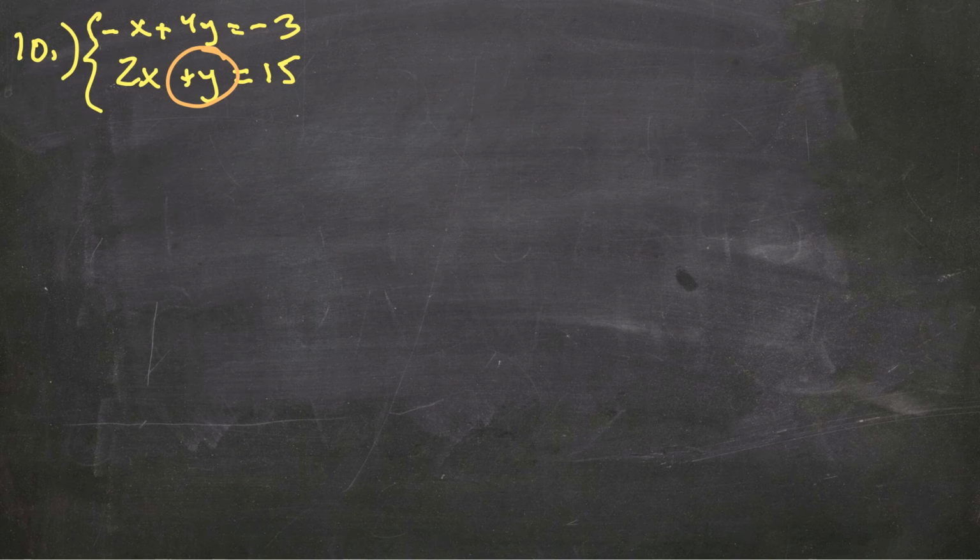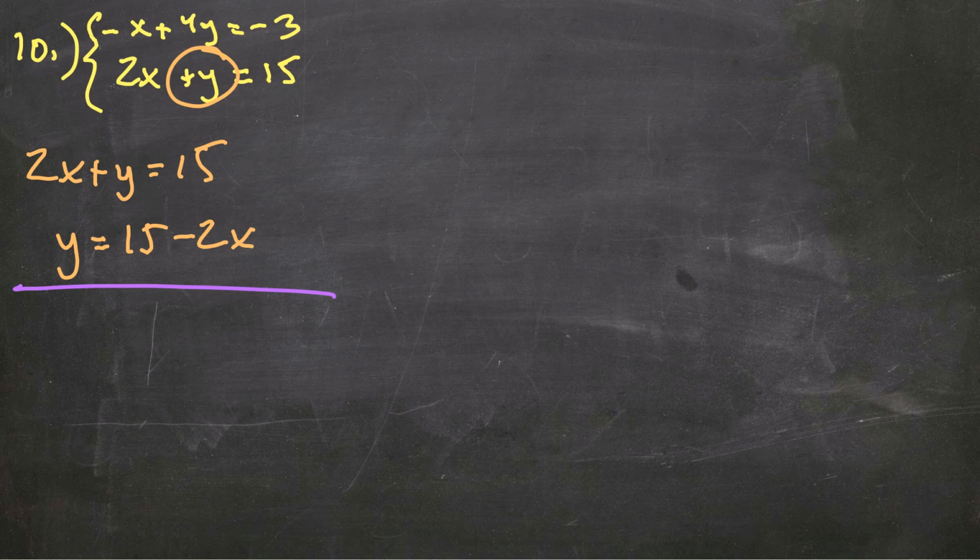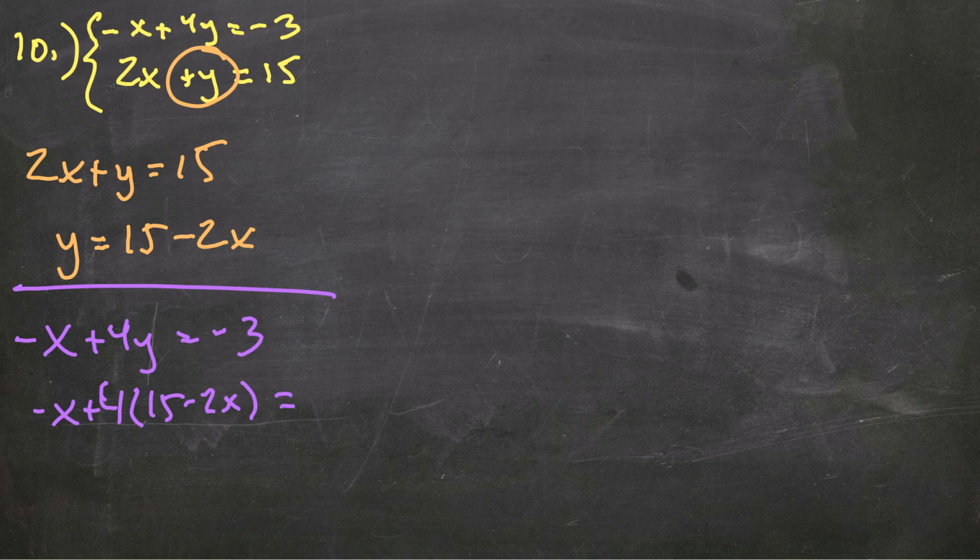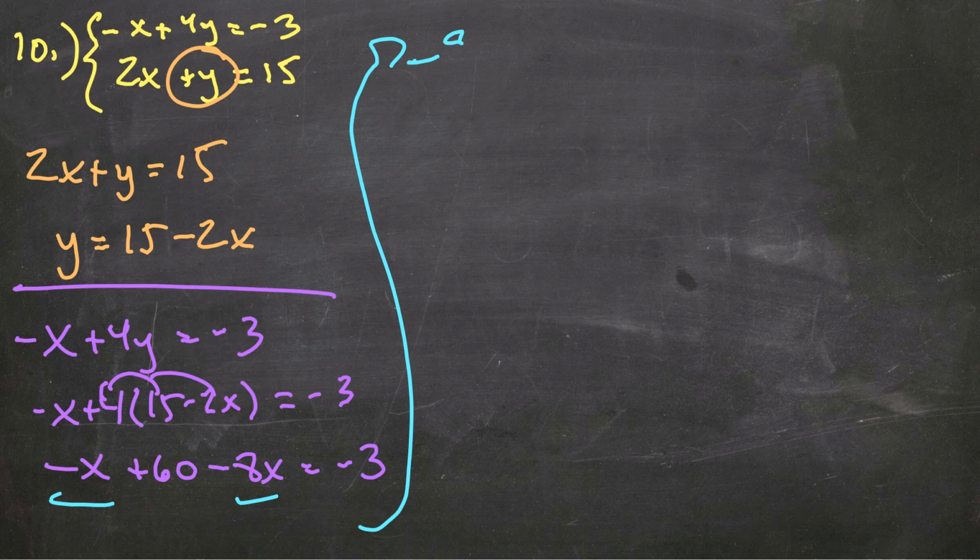All right, number 10, I pick y. So step 1, I have 2x plus y equals 15. So y equals 15 minus 2x. Step 2, I write the top equation, minus x plus 4y equals negative 3. I'm going to plug in 15 minus 2x for y. I'm going to distribute. I get minus x plus 60 minus 8x equals negative 3. I get minus 9x plus 60 equals negative 3.